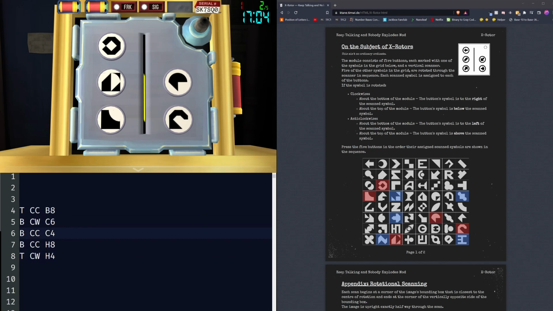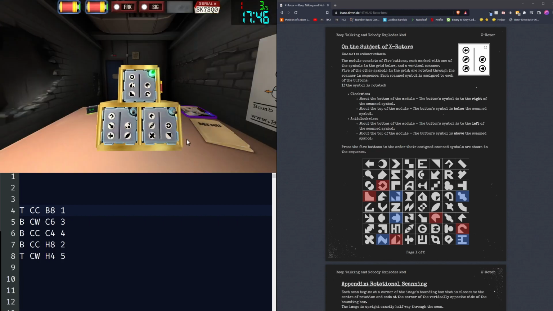Bottom counterclockwise around the bottom is to the left. C4 is a 4. H8 is a 2. Clockwise around the top is below for H4. That is 5. Clockwise around the bottom is to the right for C6. And this would be 1 for B8. That one should be above for top counterclockwise, which is above. Yep. 1, 3, 4, 2, 5.